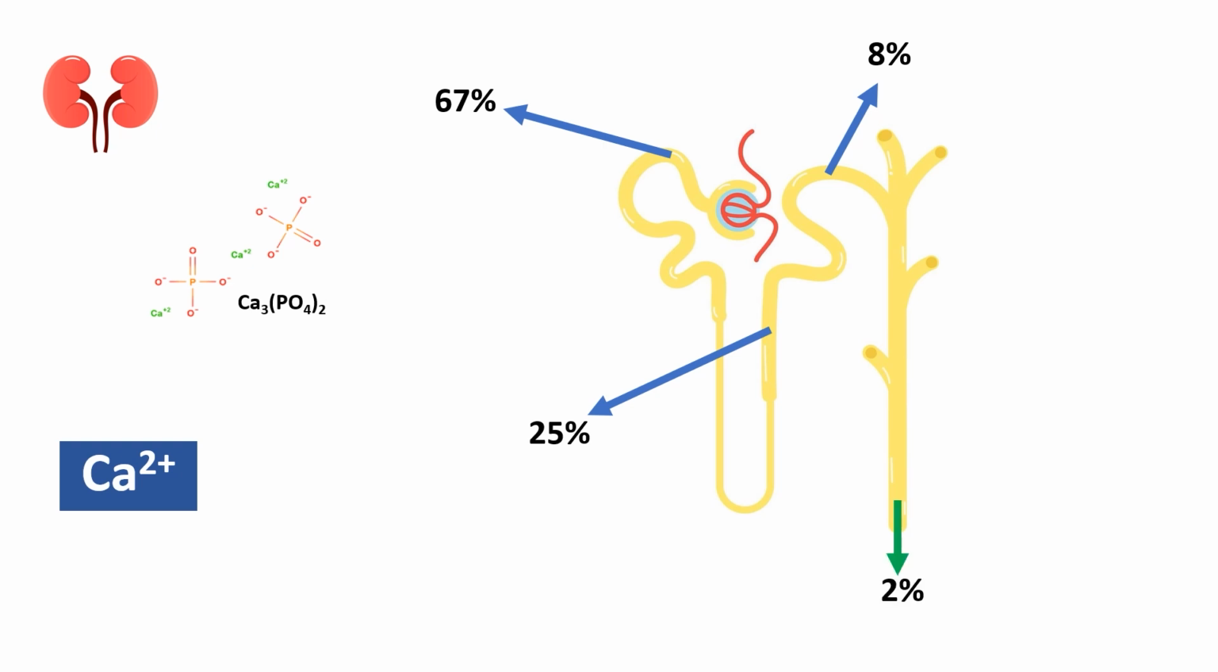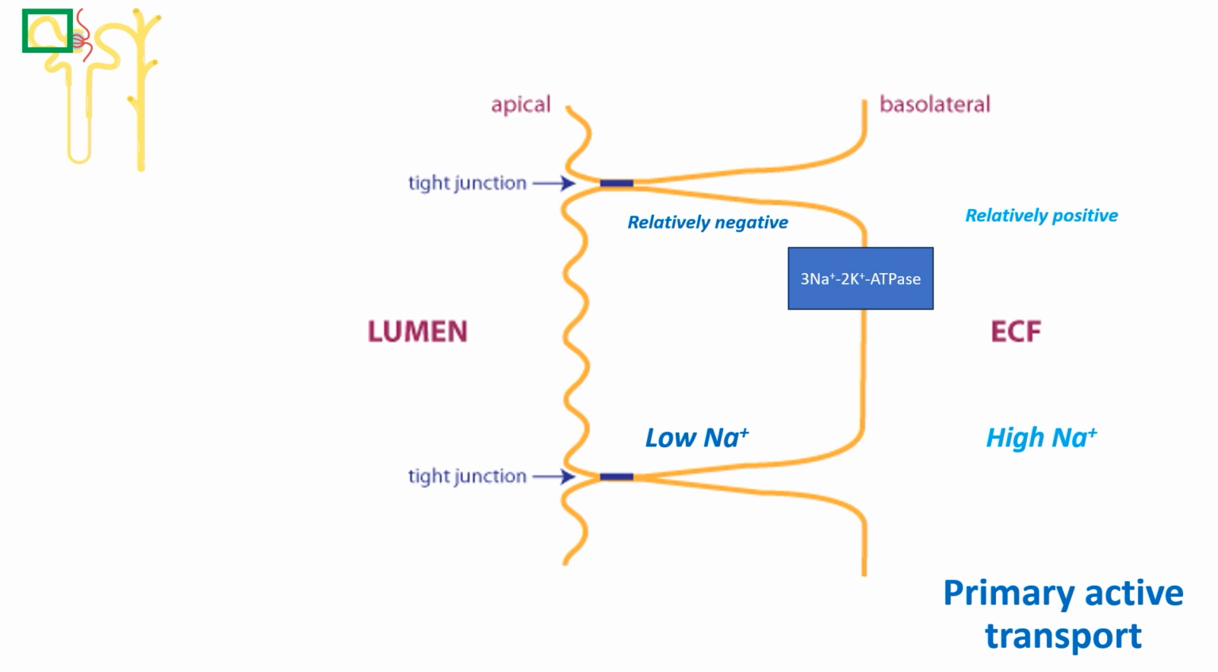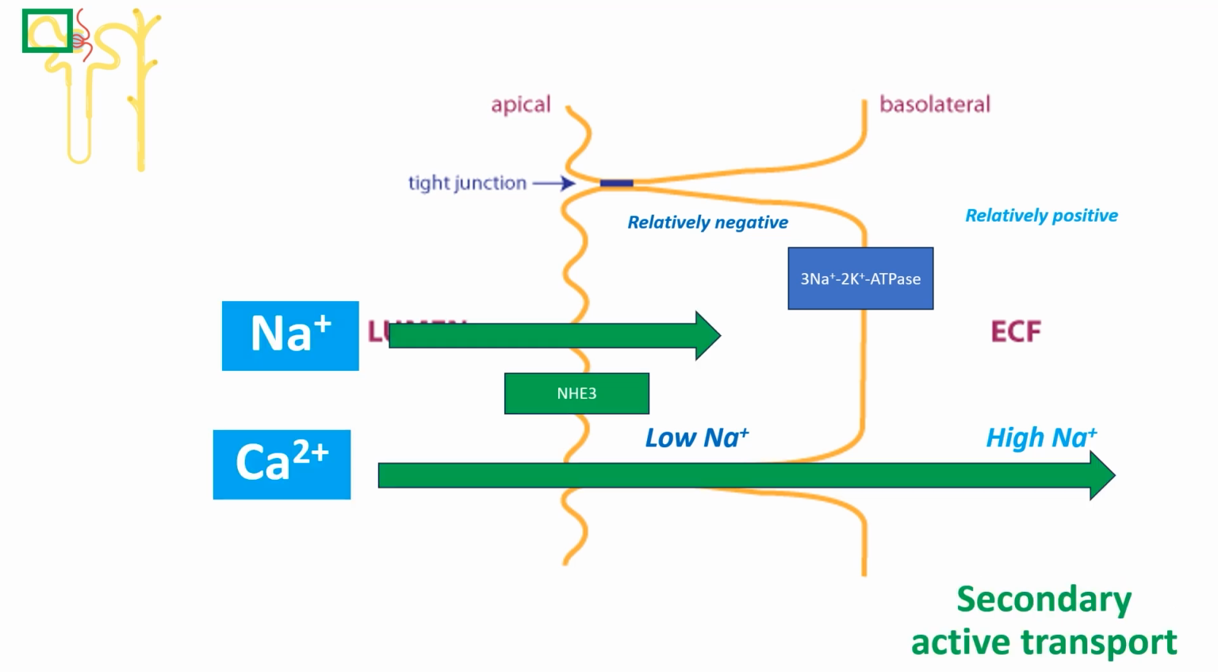The remaining is excreted. At the early proximal convoluted tubule, via primary active transport, the basolateral 3-sodium 2-potassium ATPase pump utilizes the energy of hydrolyzed ATP to create and maintain a transmembrane electrochemical gradient. The gradient facilitates both secondary active transport by the luminal or apical sodium-hydrogen antiporter, NHE3, of sodium into the cytosol, and the paracellular transport of calcium into the interstitial fluid, respectively.